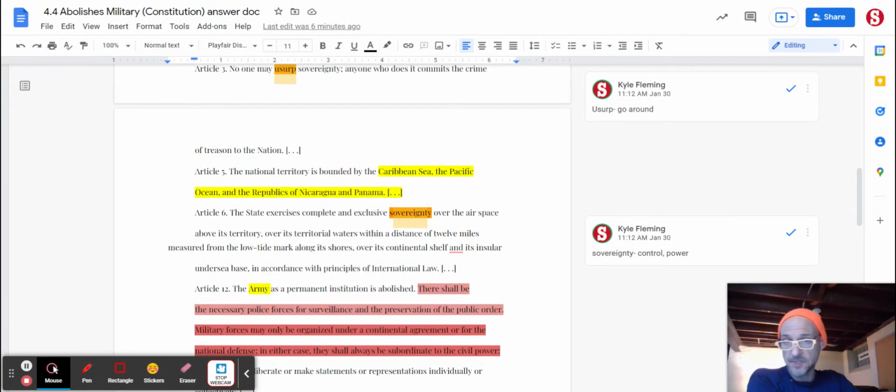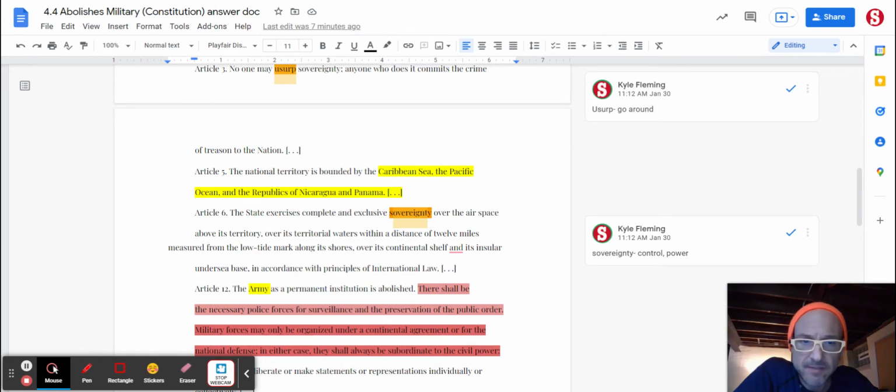Article 6, the state exercises complete and exclusive sovereignty over the airspace above its territory, over its territorial waters within a distance of 12 miles. That's pretty standard. Universal water limits. Let's see here. 12 miles measured from the low tide mark along its shores, over its continental shelf, and its insular undersea base. It's been a long time since I've had geography. I'm going to leave that for one of you smarties to go out there and tell me what that is, right? I have an idea. Let's see here. In accordance with principles of international law. Yeah, 12-mile rule. Still nothing about the Army, though.